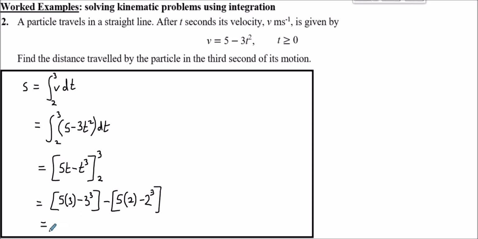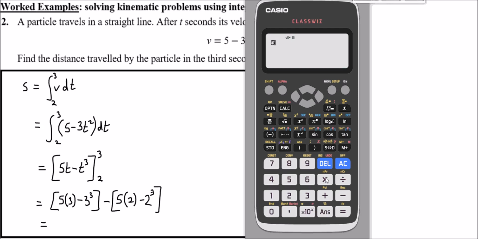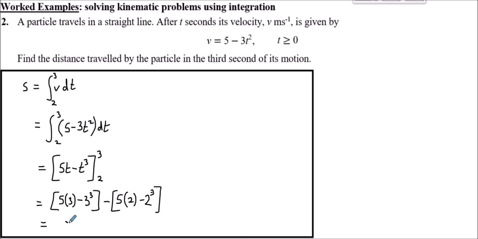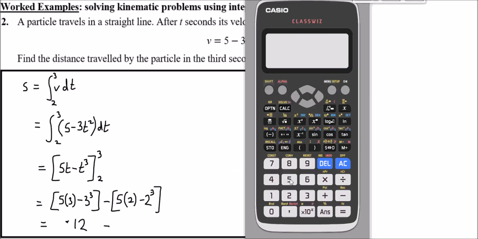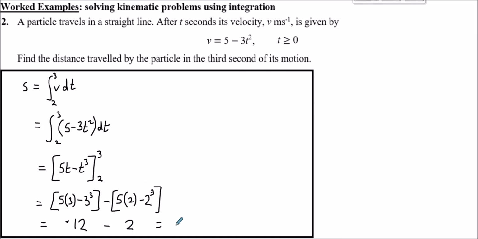So if we just use the calculator, or otherwise if you're confident, but I'd always suggest use your calculator to be honest here. This first one here, 5 times 3 minus 3 to the power 3, gives us minus 12. We're going to minus off this next bit here, which is 5 times 2 minus 2 cubed, which gives us 2. So we're going to have minus 12 minus 2, which weirdly gives us minus 14 meters. So the displacement is minus 14 meters, which is strange. So we need to think about why we're getting a minus here.